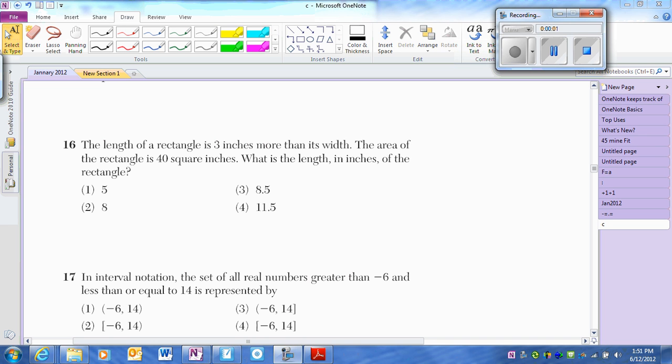Here we go, August 2011's part one, 16 through 30.